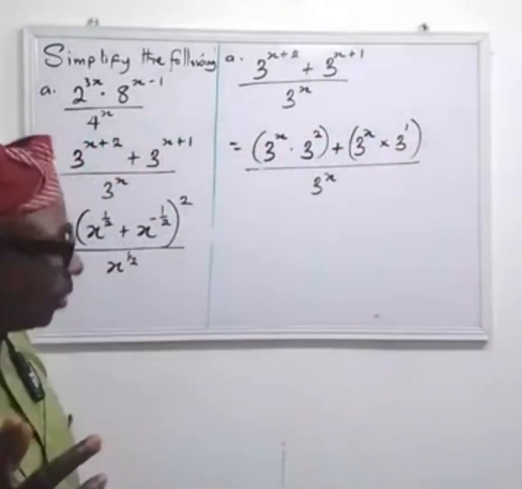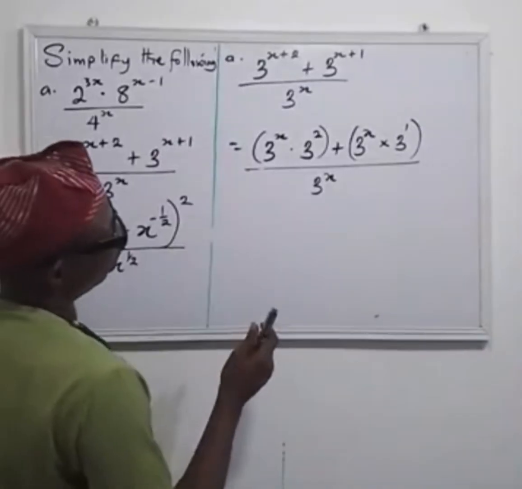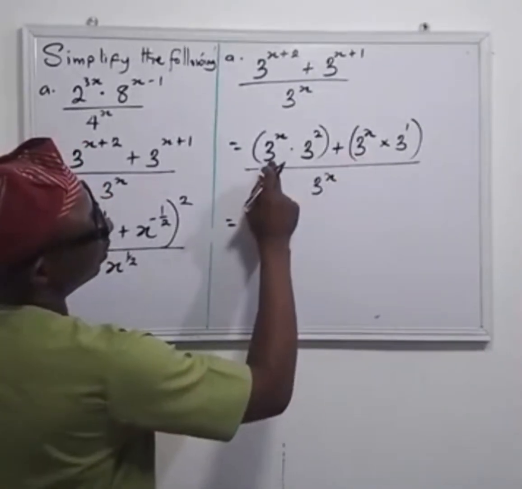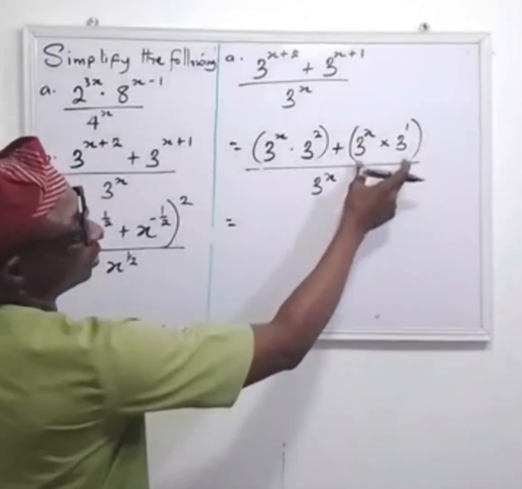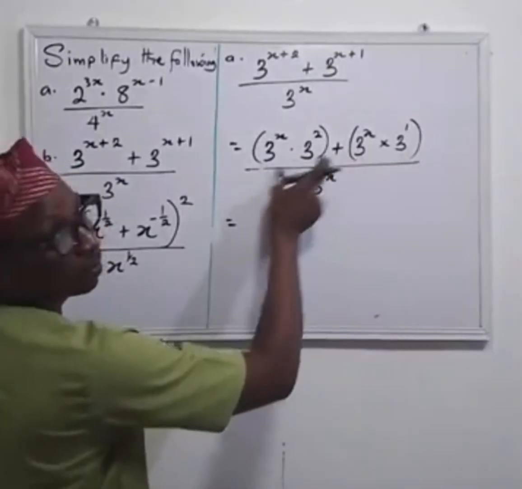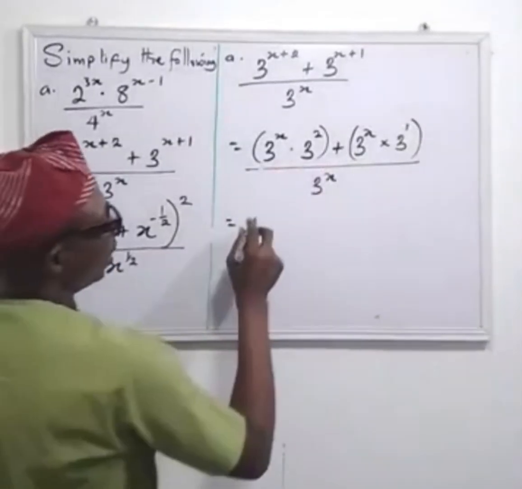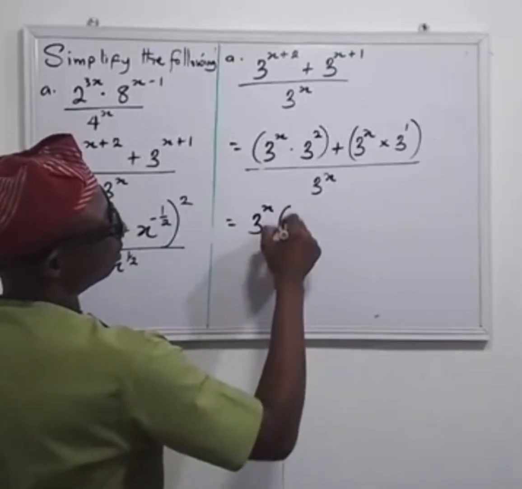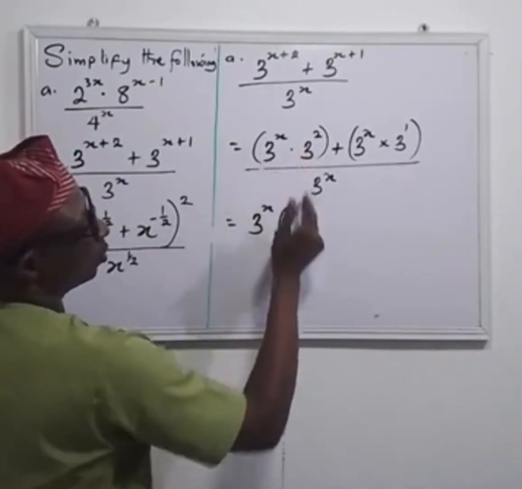I don't know. If you drop your answer, let's see, maybe it's the same thing we're going to have here. The GCD is 3 raised to the power of x. That's the GCD, which is common to these two terms. So you can factor this out. We have 3 raised to the power of x, and when you divide this by 3 raised to the power of x and cancel it out, we'll be left with what?